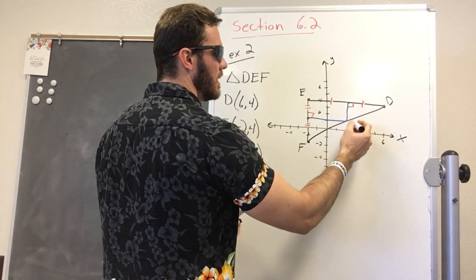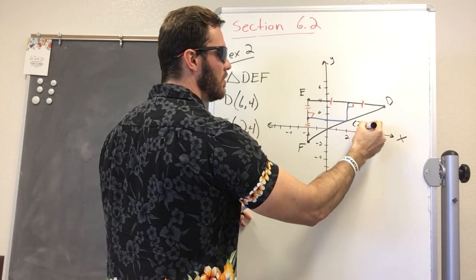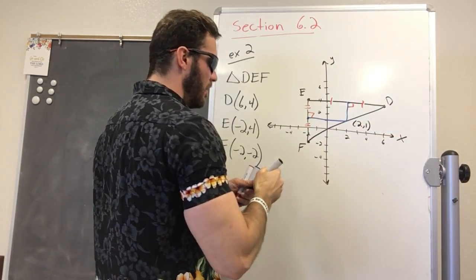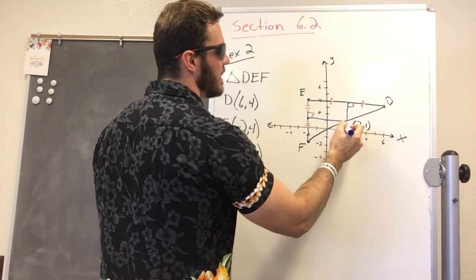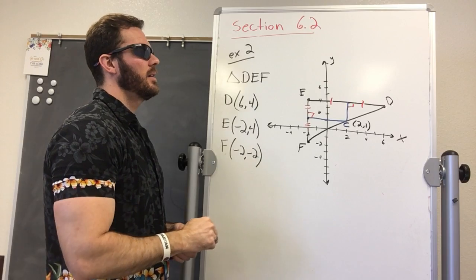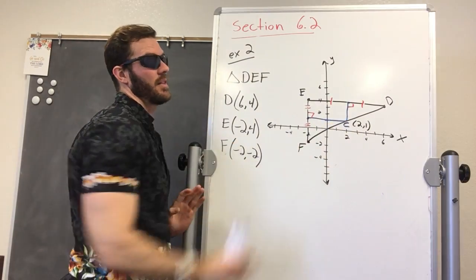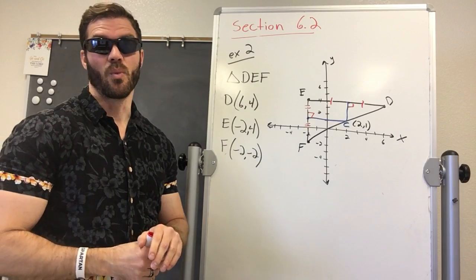This point here is 2, 1. 2, 1. Okay, I'm going to label that one C for circumcenter. Now to double check, that's the answer. That would be the circumcenter, 2, 1.